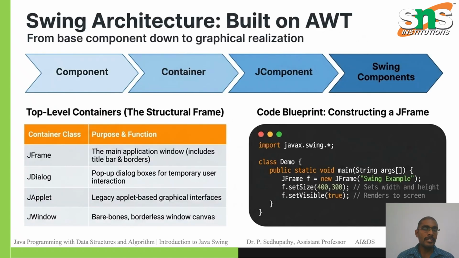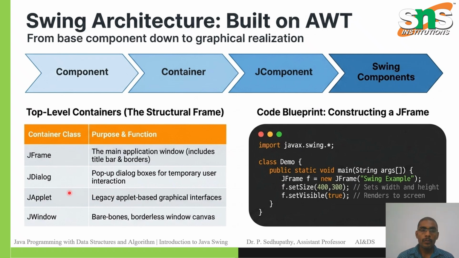Coming to Swing architecture, it is actually built on AWT. It has a component and a container. The container controls each and every component that comes under it, and there is a JComponent. JComponent inherits the properties and methods from the Container class as well as the Component class. Finally, there are Swing components. Altogether, it works like the basic Abstract Window Toolkit, which is the graphical application development idea.